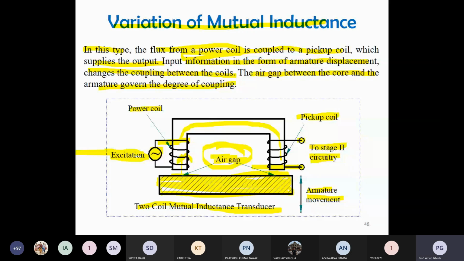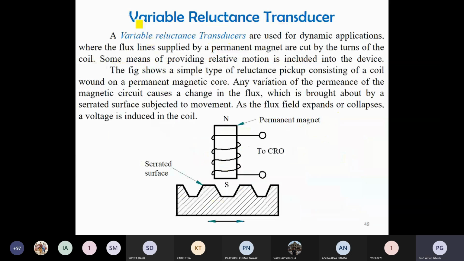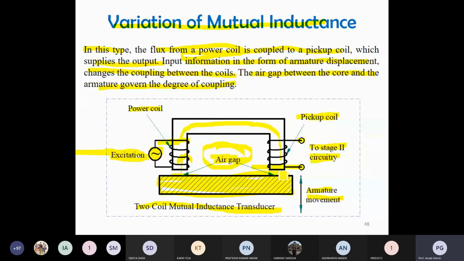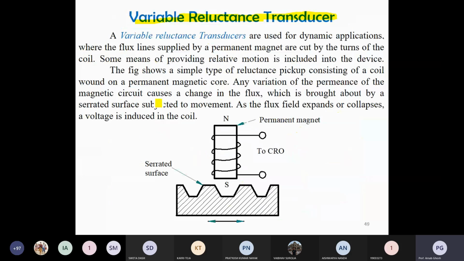Then, the variable reluctance transducer. How will that reluctance vary? Here you can see that if the air gap changes, then the reluctance changes. Here you can see three reluctance paths: the reluctance of the core, the reluctance in air, and the reluctance of the armature movement. So the reluctance is changing. The variable reluctance transducer is used for dynamic applications.